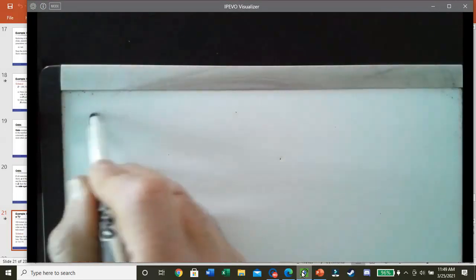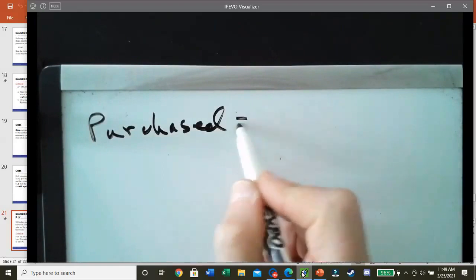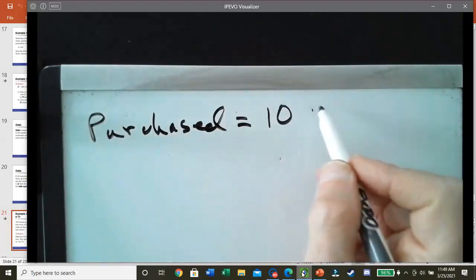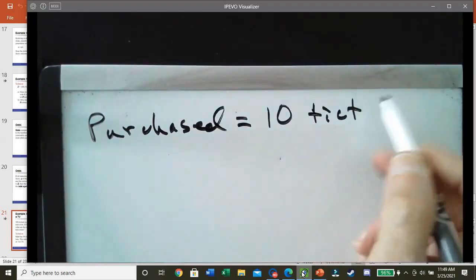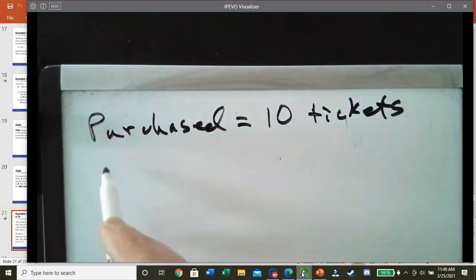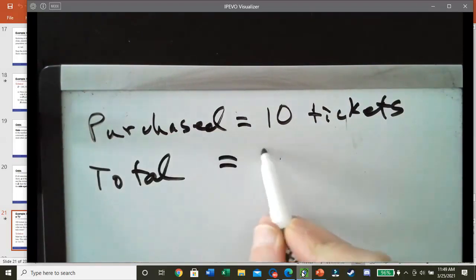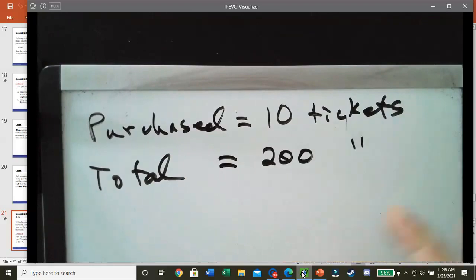So Matt purchased 10 tickets. There's a total of 200 tickets. Okay?